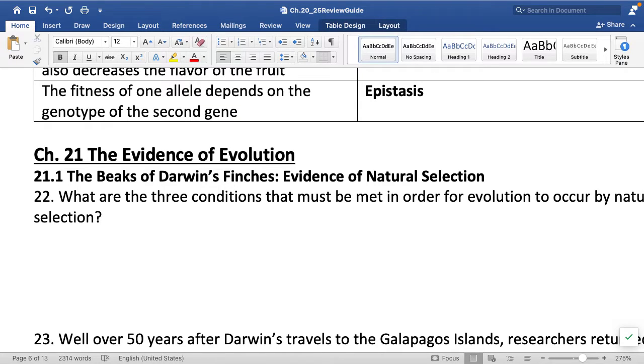What are the three conditions that must be met in order for evolution to occur by natural selection? Phenotype variation must exist. Yes. All right, I'll put this in bold here.